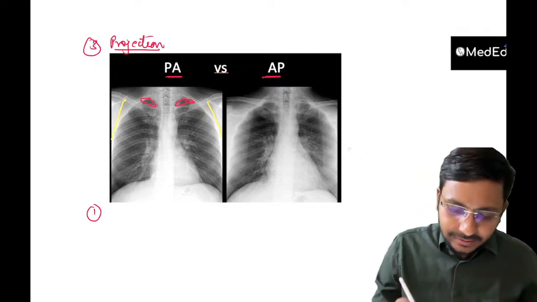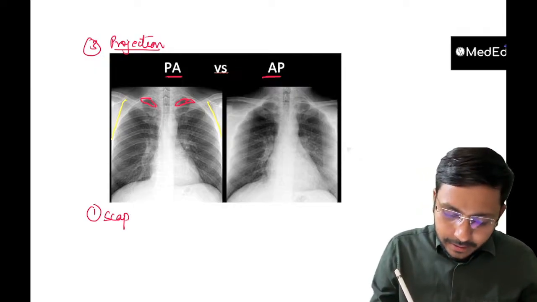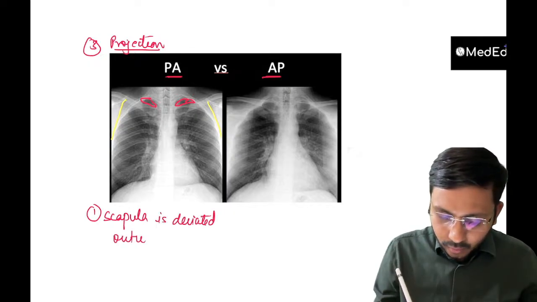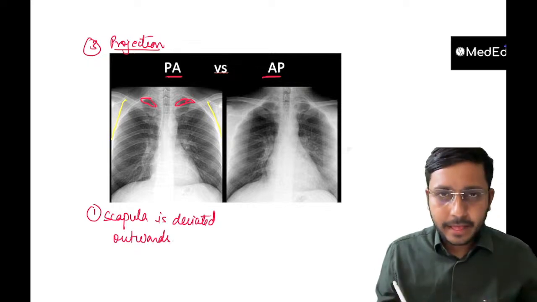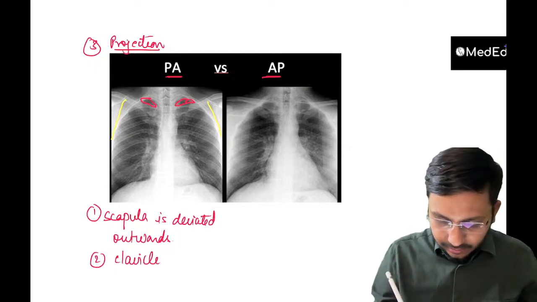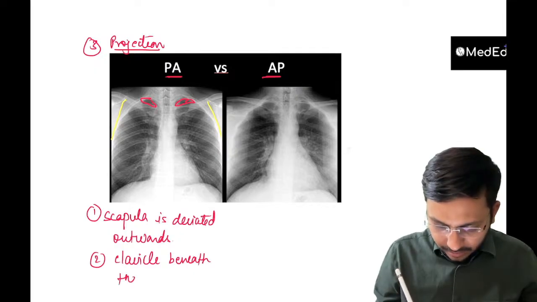Number one point is PA view, scapula is deviated outwards. And number two, clavicle beneath the lung apex.